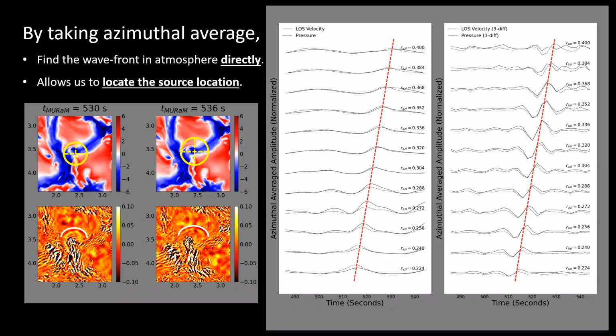Now one can assume that the speed of the source is always going to be the sound speed of the photosphere, but that is actually not true. What we have found is that the sources are not always born at the surface. Most of the time they are actually born beneath the surface.